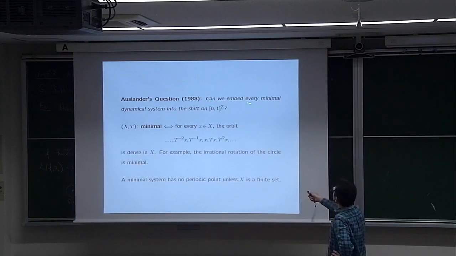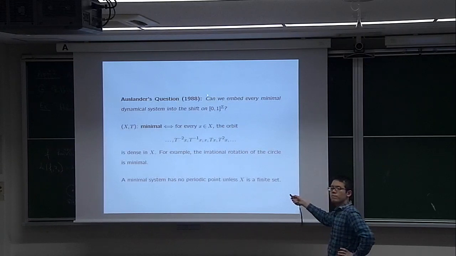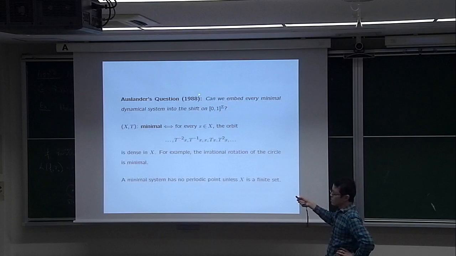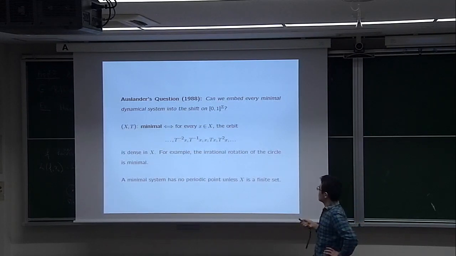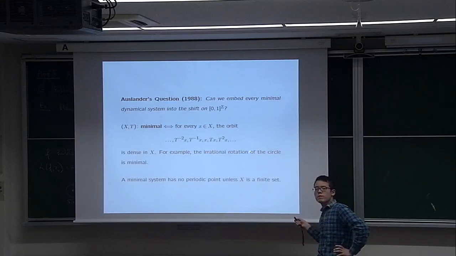Can we embed every minimal dynamical system into the shift on the Hilbert cube? This is the next question, asked about 30 years ago. Here, a dynamical system is called minimal if for every point x, its orbit is dense in X. For example, the irrational rotation is minimal.